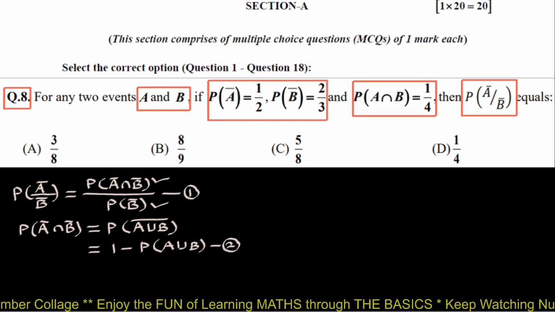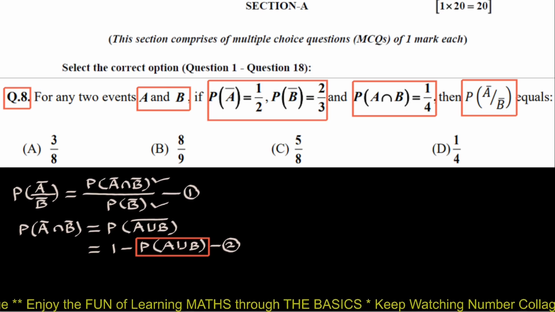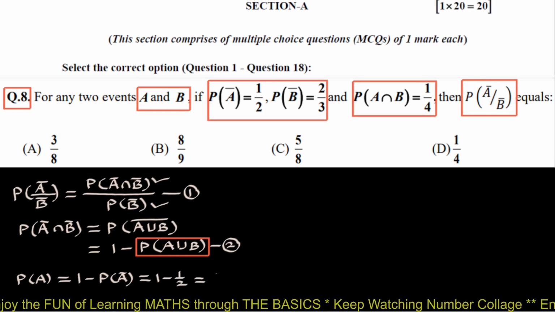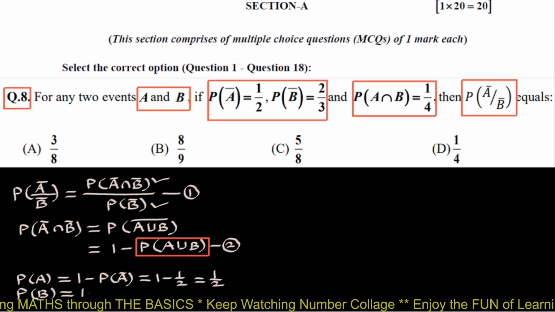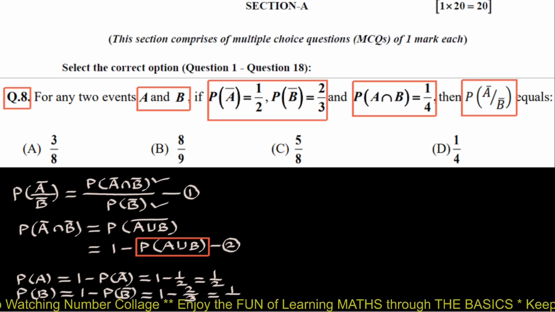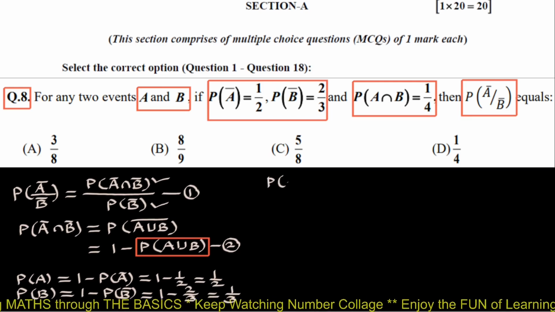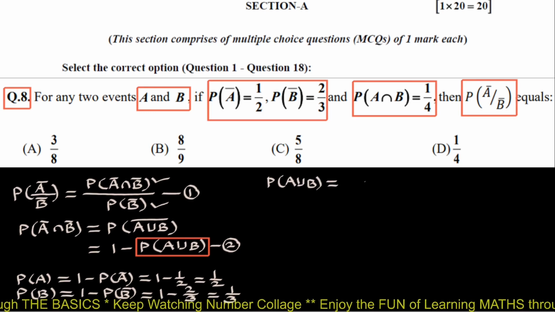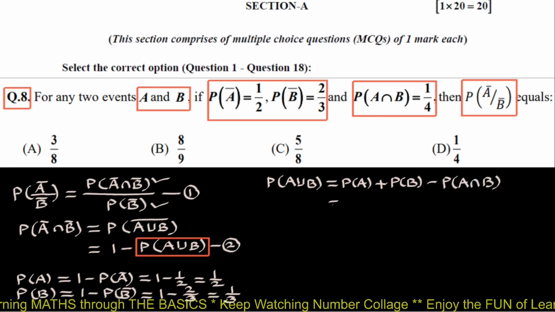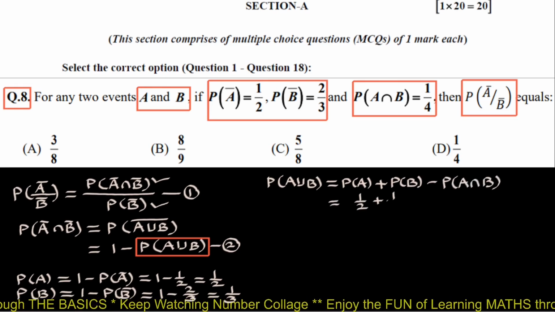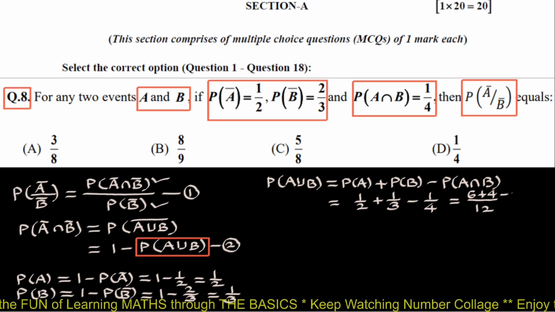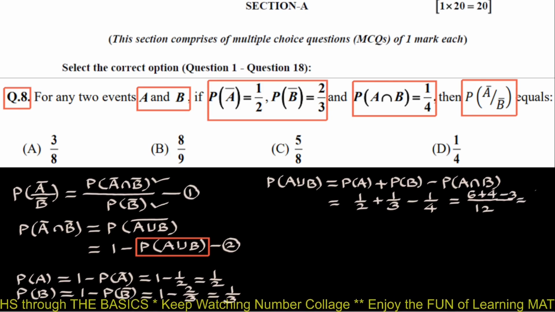Now we will find P of A union B from the things given. P of A is 1 minus P of A bar, 1 minus half, half. P of B is 1 minus P of B bar equals 1 minus 2 upon 3, 1 upon 3. Now by addition formula, we have P of A union B equals P of A plus P of B minus P of A intersection B, which is half plus 1/3 minus 1 upon 4, which gives 6 plus 4 minus 3 upon 12, which is 7 upon 12.